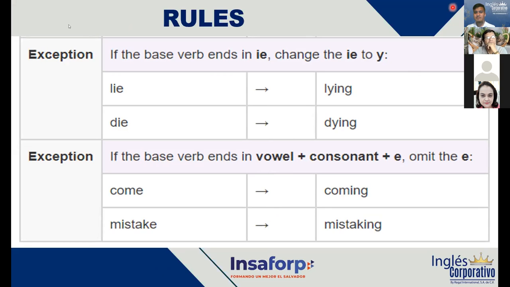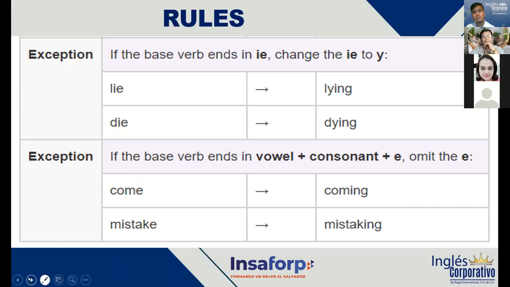Okay, so another exception, guys, is that normally if we have a verb that finishes in the letter E, we erase, borramos o omitimos the letter E and we just add the ing. We say come, coming, mistake, mistaking, okay? Those are the exceptions or rules that we have when it comes to making the continuous in the verbs. Is there any question so far, or so far so good?